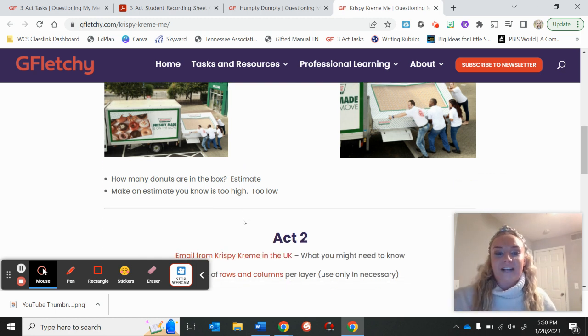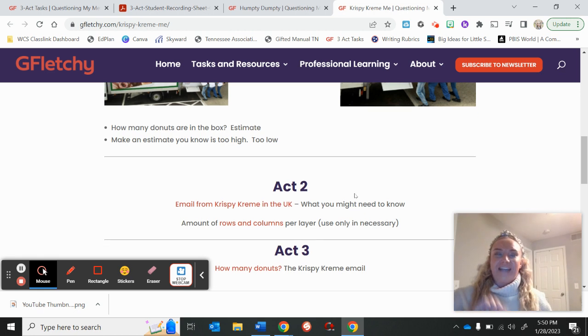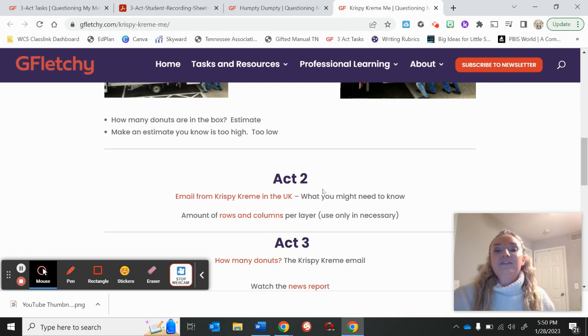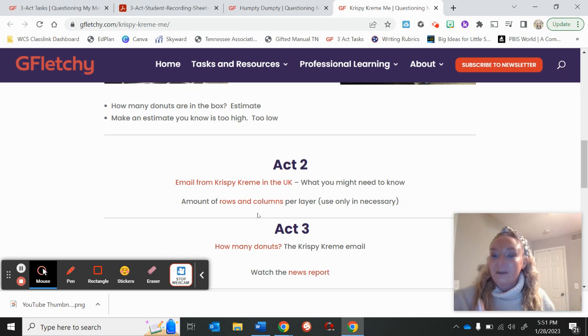At that point, you'll reveal Act 2, which is going to give some dimensions of the box in a letter from the UK. Now, they've strategically marked out certain information. So, again, it's still not going to give your students the answer, but it is going to give them additional information that they'll need to attempt to solve. If students are still struggling, again, great differentiation. You can tell them how many rows and columns per layer there are. So, again, lots of challenge embedded in this activity. Students will continue to solve and come up with a solution.